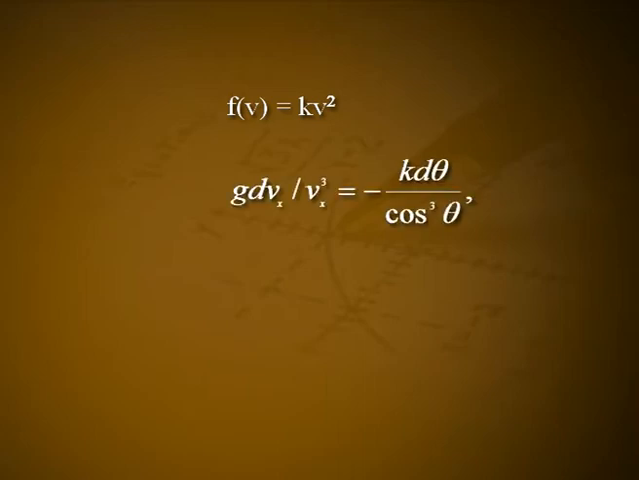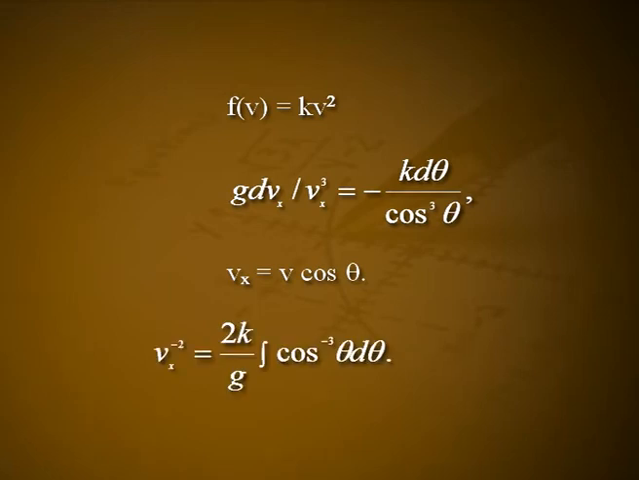If we assume that f of v is equal to k v squared, we obtain g dv_x by v_x cubed is equal to minus k d theta by cos cubed theta, where v_x equal to v cos theta is the component of v in the x direction. Hence, v_x to the minus 2 is equal to 2k by g times the integral of cos to the minus 3 theta d theta.